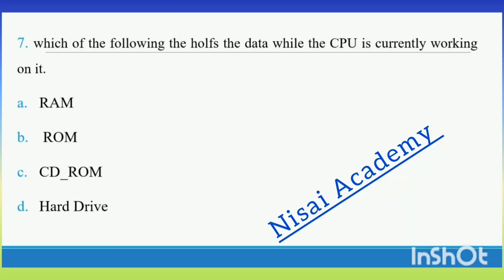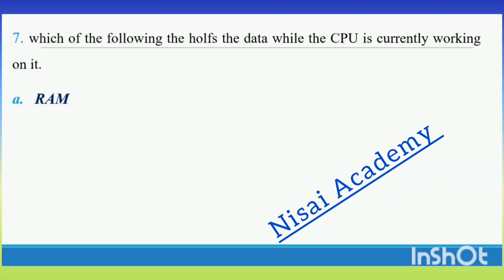Question 7. Which of the following holds the data while the CPU is currently working on it? Option A RAM random access memory. Option B ROM read only memory. Option C CD-ROM compact disk read only memory. Option D hard drive. RAM random access memory holds the data while the CPU is currently working on it. Right option A RAM random access memory.